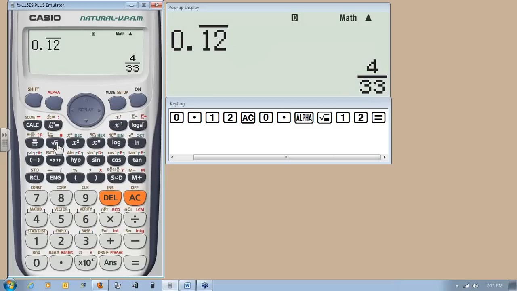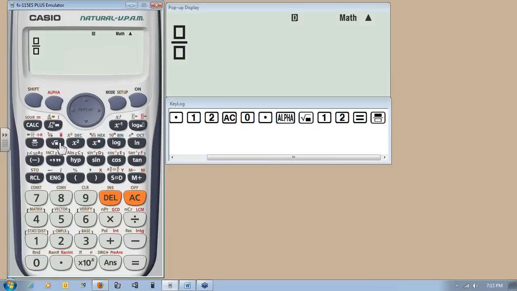Vinculum is the bar over the square root. It is also the bar between the fraction. It is also in my repeating decimal, so you see the word vinculum.